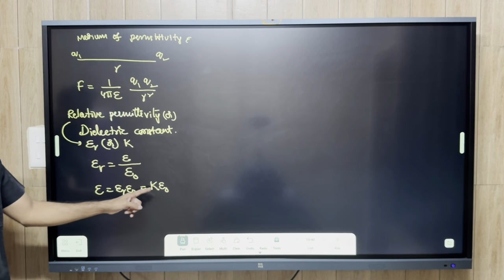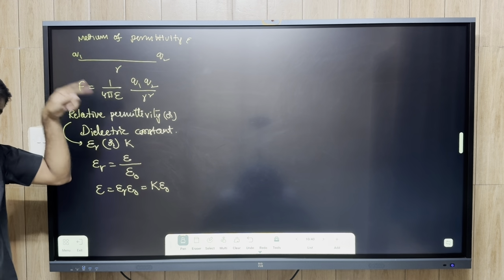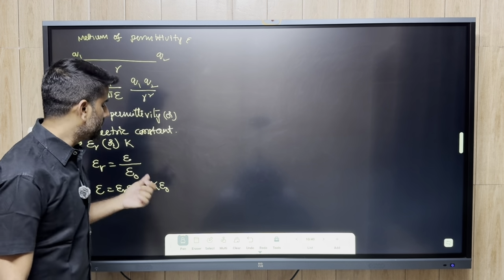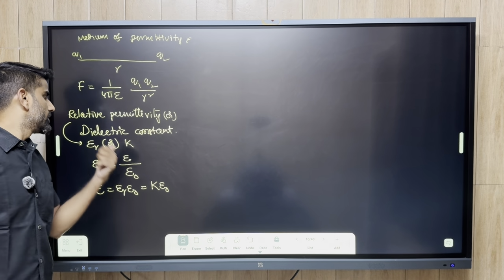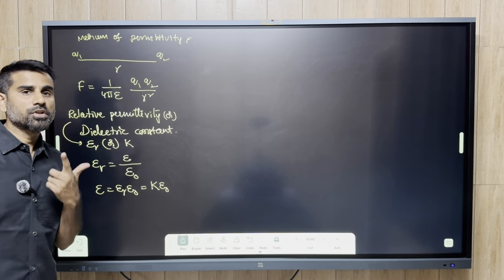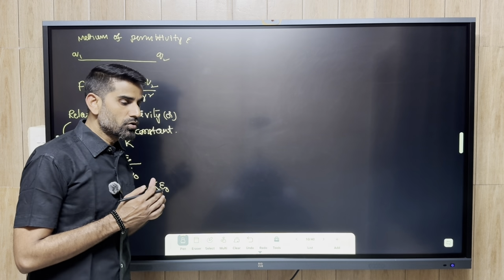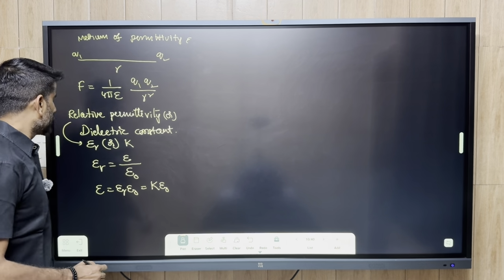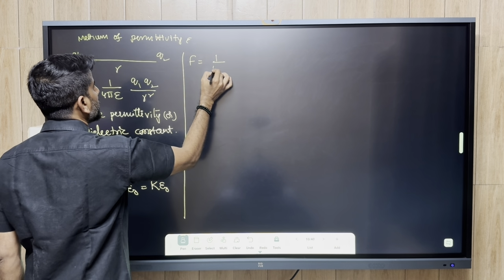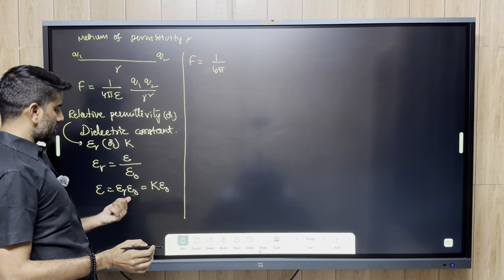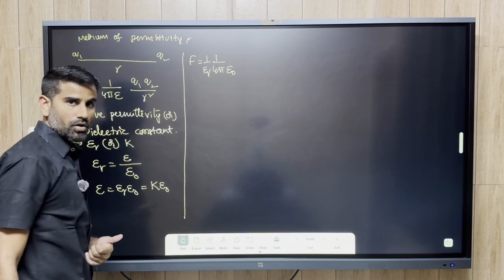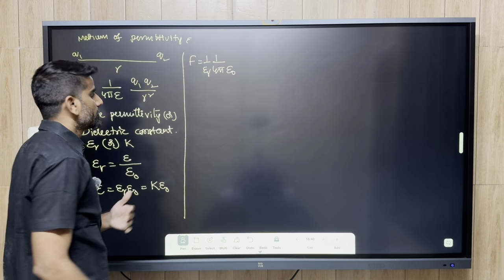If I replace epsilon with K epsilon naught in here, note that the earlier K was Coulomb's constant, which was represented with small k. But in this case, capital K is the dielectric constant or relative permittivity. So capital K is different from small k; we need to remember that, so we don't get confused. Now the force would become 1 by 4 pi epsilon naught times epsilon r. I am writing epsilon naught here and epsilon r there. It makes no difference, we'll be getting the same result.